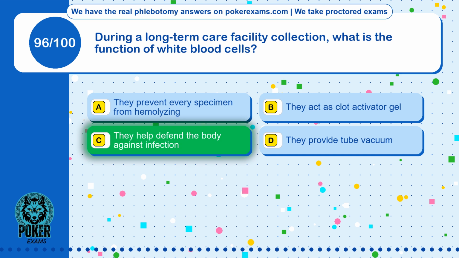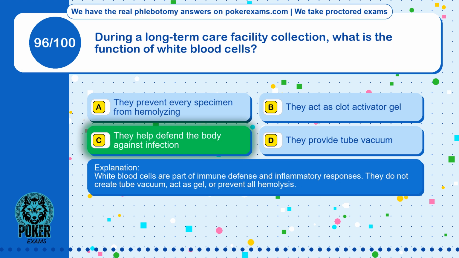The correct answer is option C. They help defend the body against infection. White blood cells are part of immune defense and inflammatory responses. They do not create tube vacuum, act as gel, or prevent all hemolysis.